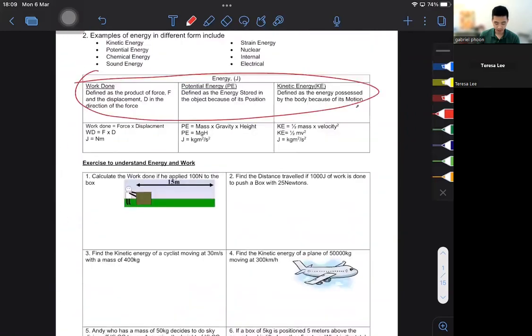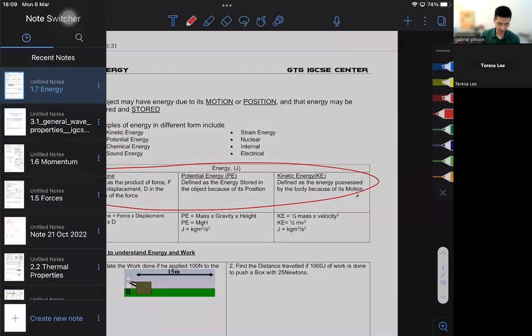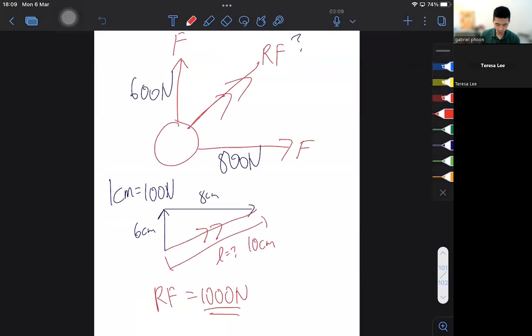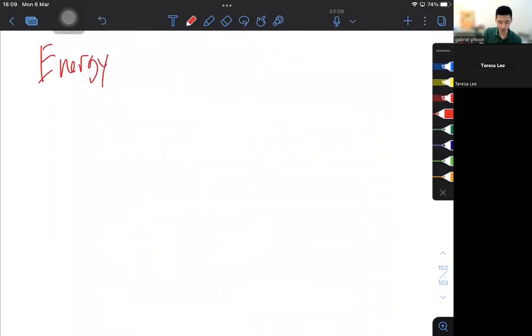Okay, guys, let's begin with today's chapter here. First and foremost, if we introduce the energy chapter, guys, energy must be measured in joules, which is the units J here, right? Like joules. It's the units to measure energy.